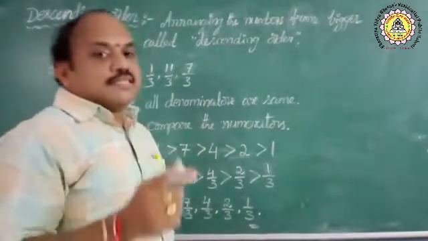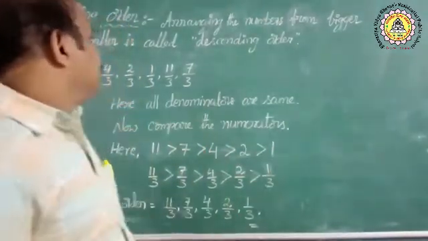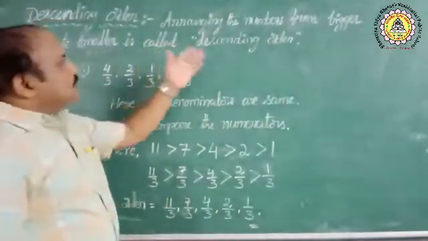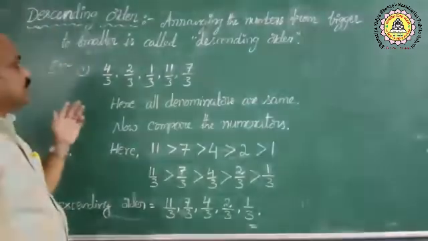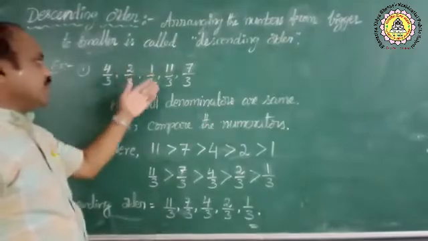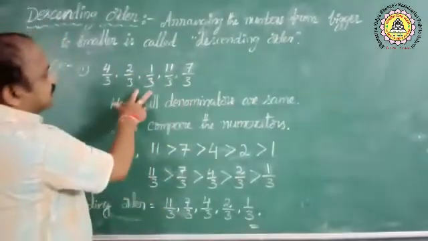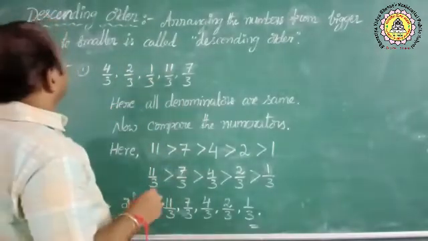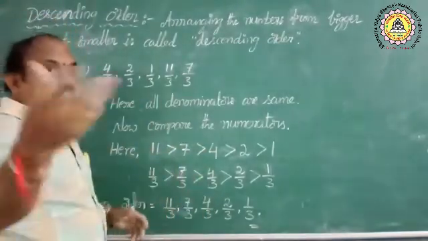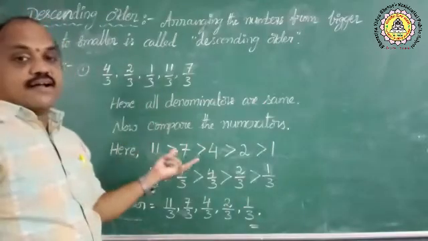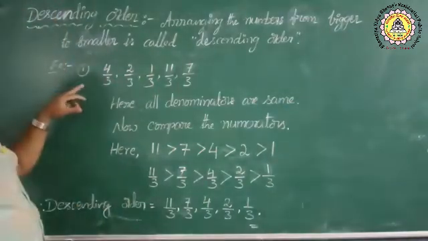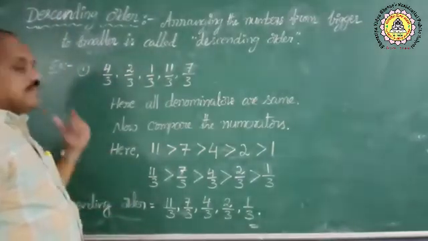Now let us know what is descending order. Arranging the numbers from bigger to smaller is called descending order. For this one we take the example fractions 4 by 3, 2 by 3, 1 by 3, 11 by 3, 7 by 3. We already took these fractions for ascending order also. Taking the same fractions, you can understand how to write ascending order and descending order for the same fractions.